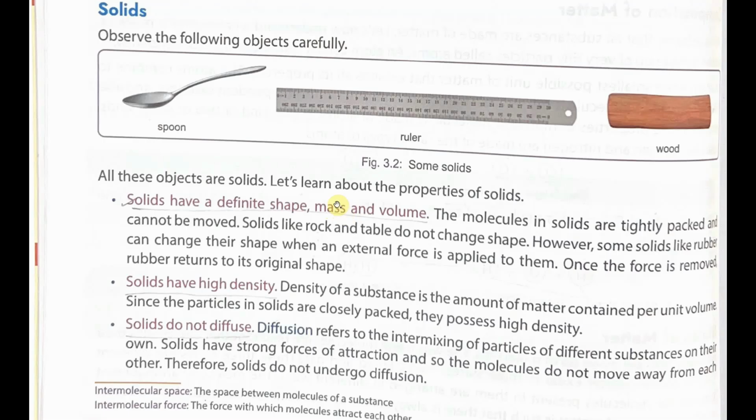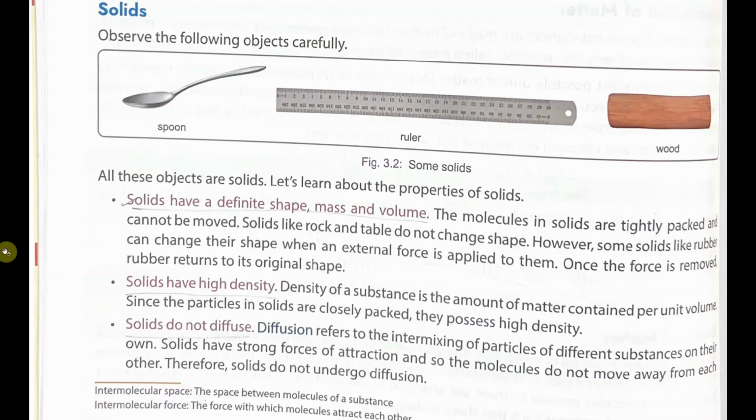Solids have a definite shape, mass, and volume. The molecules in solids are tightly packed and cannot be moved. Solids like rock and table do not change shape. However, some solids like rubber can change their shape when an external force is applied to them. Once the force is removed, rubber returns to its original shape.